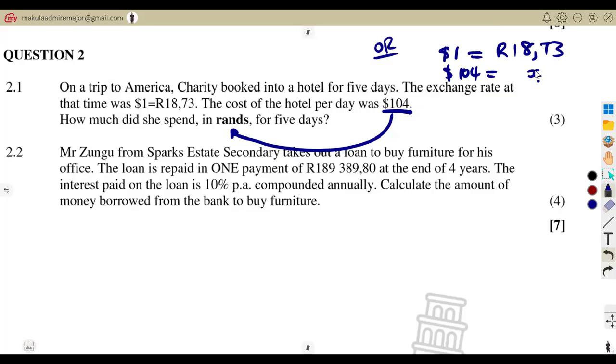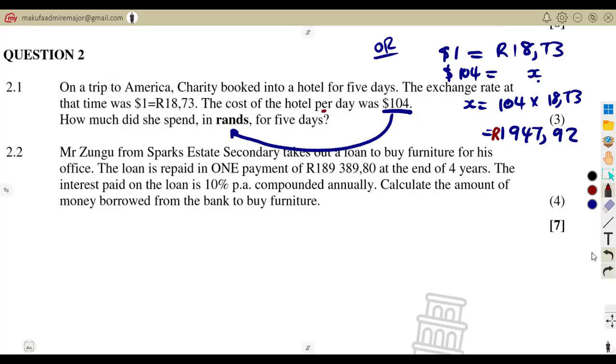Then the X that you're going to get means you're going to multiply 1 and X, which is X is equal to 104 times 18,73. Okay, let's just do it together. 104 times 18,73 is going to give us 1947,92. Okay, we are converting to rands. This is not the total for what he is paying for 5 days, but the total per day that we converted to South African rands.